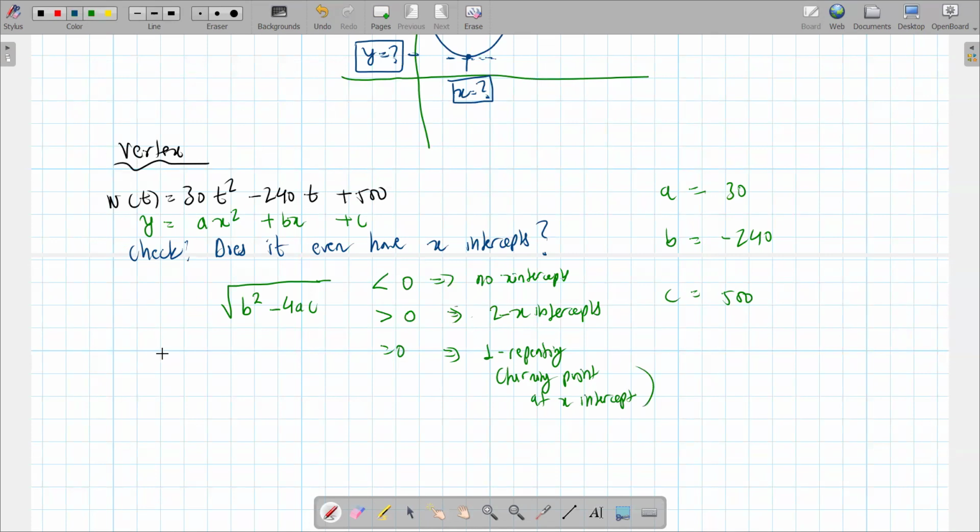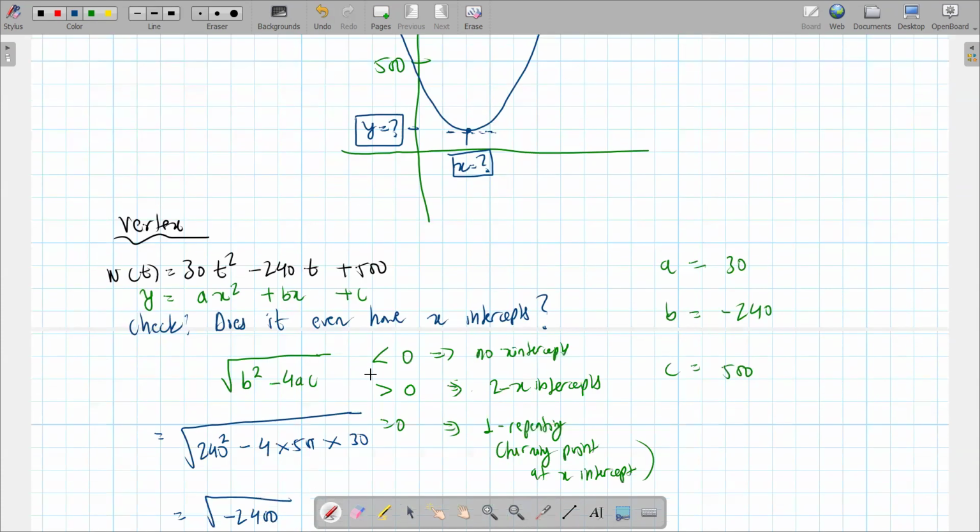So let's do it. So we have 240 squared minus 4 times 500 times 30. Let me plug this in. 240 squared minus 500 times 30 times 4. I get negative 2400. So what does that mean? There's no x-intercepts. There is no x-intercept. So now we've hit a wall.